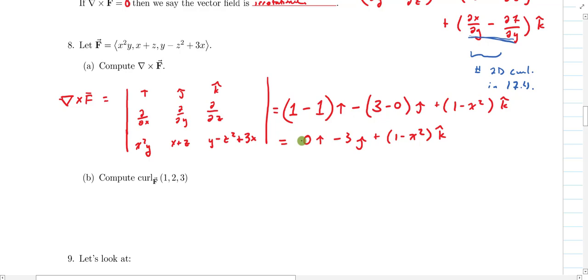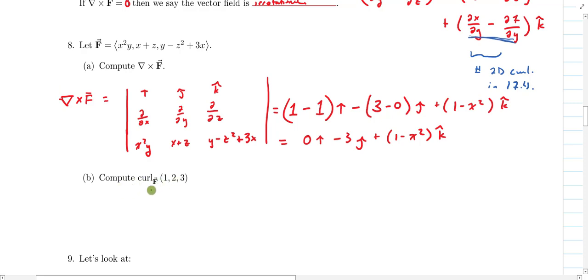Notice that the curl itself is a new vector field. We've got 3 new component functions. This is constant, but this is a function here of the 3 variables x, y, and z. And so we've got this new vector field. So the curl itself is a new vector field.